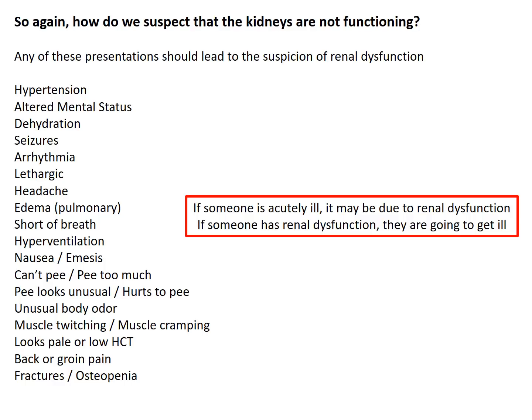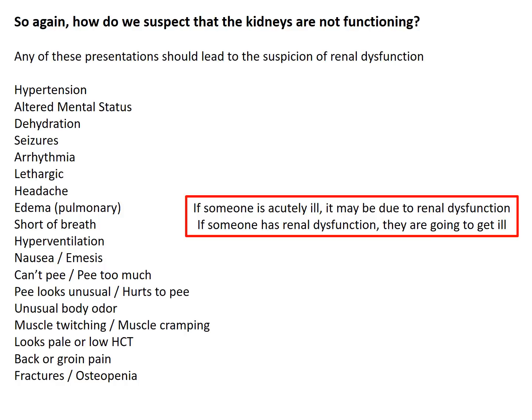This is another way of looking at it, looking at the different types of clinical presentations that may make you suspect that somebody's kidneys are not functioning. So take a look at this really quickly and then come up with reasons in terms of why you think altered mental status may be due to renal. Why may seizures and arrhythmias be due to renal disease? Why might somebody who's hyperventilating be due to renal disease? I'll give you a hint on that one, acidosis, right?